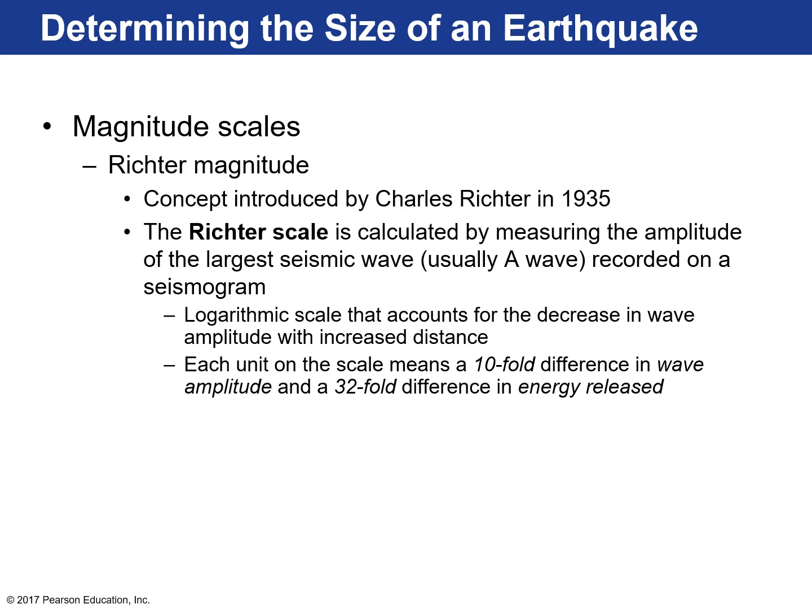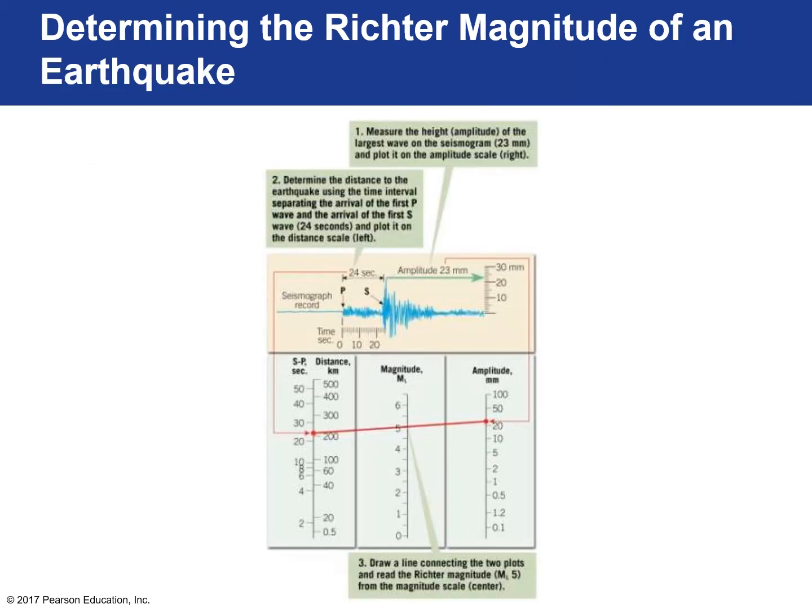Okay, let's talk about the magnitude scale, the Richter scale. Charles Richter came up with it, and it measures the amplitude of the largest seismic wave. And it's a logarithmic scale, which essentially means that anytime you go up in magnitude, that's a 10-fold difference in wave amplitude and a 32-fold difference in energy release. So earthquakes, in terms of their size and the amount of energy released, increase rapidly with just one magnitude increase.